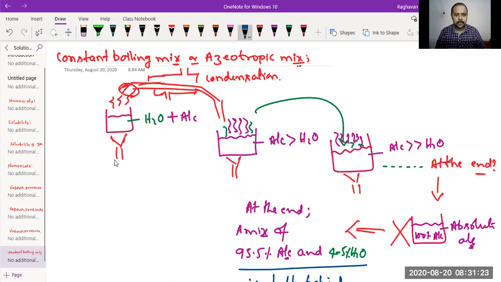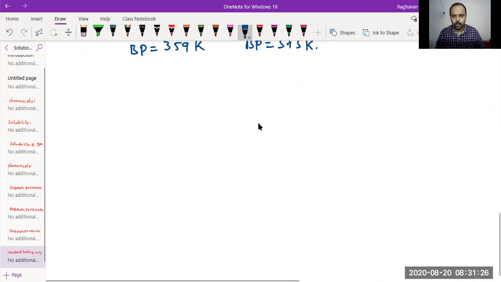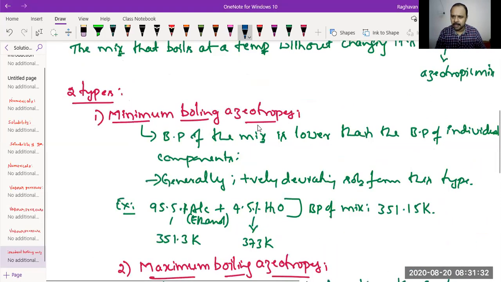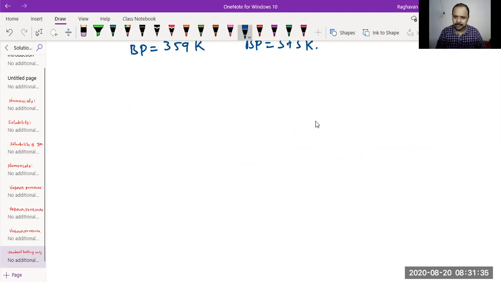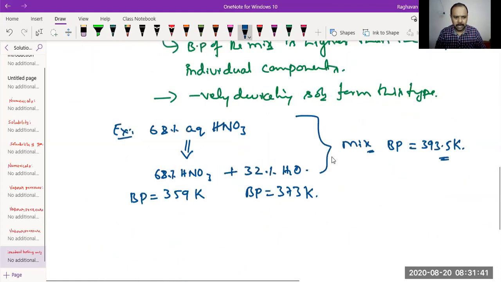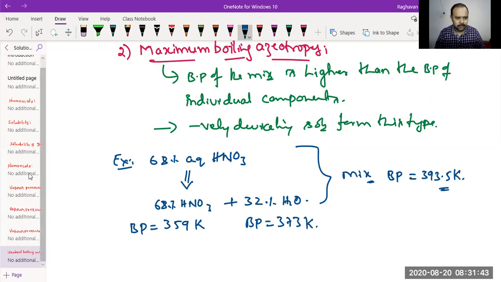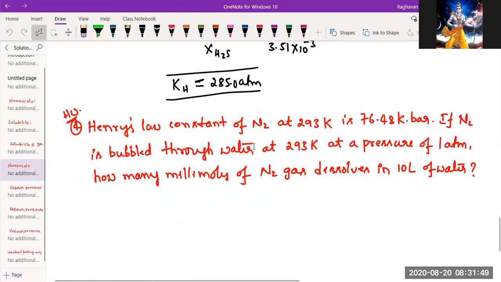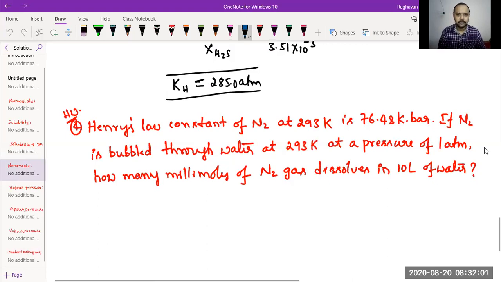Fine. So with this, we'll move on to some numericals based on Raoult's law. When I say numericals, do you remember anything about numericals in our last-to-last class? Had I given any homework for you? Shall we check that? Henry's law constant for nitrogen. This problem has been given as homework. Can anybody tell me the answer for this? Nobody has worked it out.